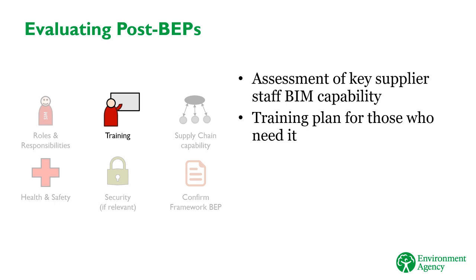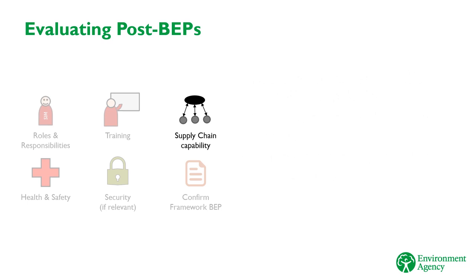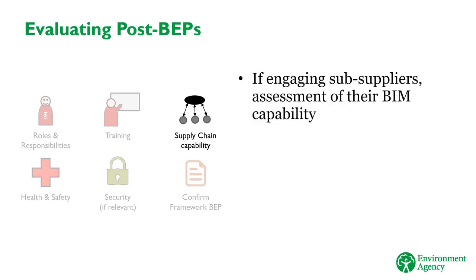This needs to be a concrete programme. Who requires training, what courses they'll attend, and when. This is to provide the EA project team with the confidence that any training needs will be addressed in a timely fashion, and to flag it as a project risk if the programme isn't kept. If the supplier intends to appoint sub-suppliers, then the capability of their key staff needs to be assessed in exactly the same way, and a training plan put in place if needed.